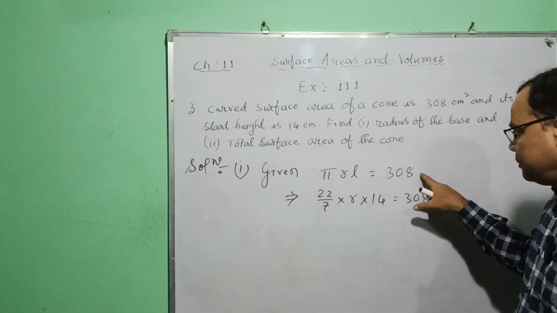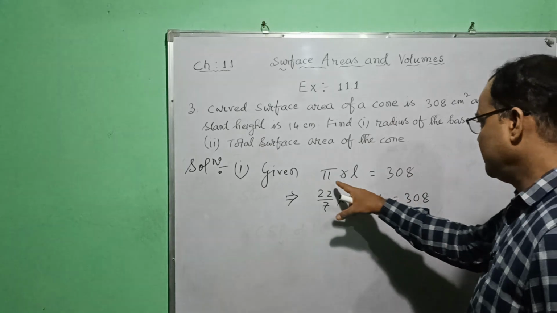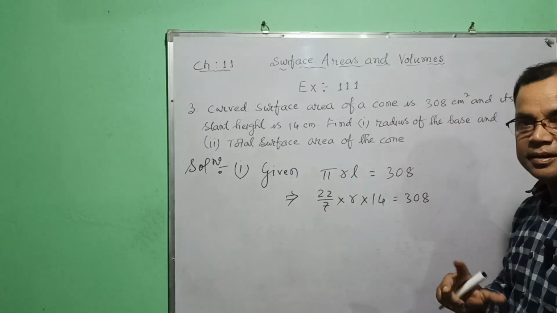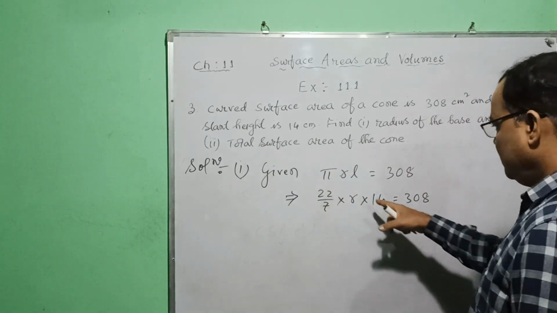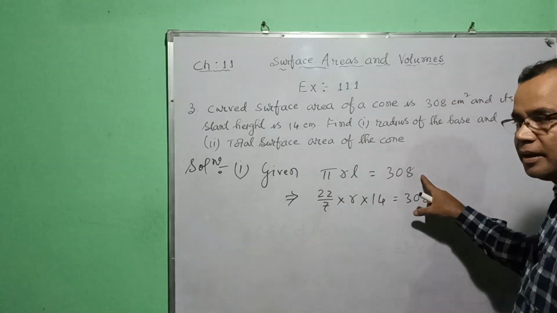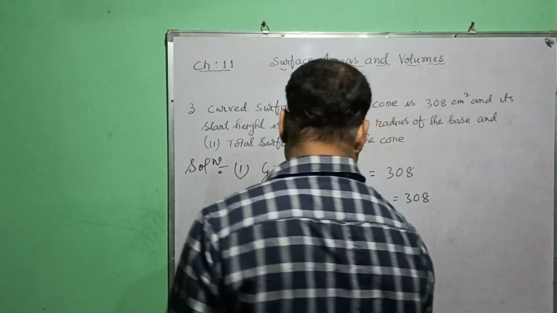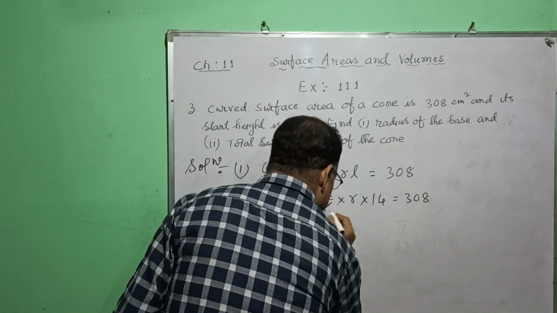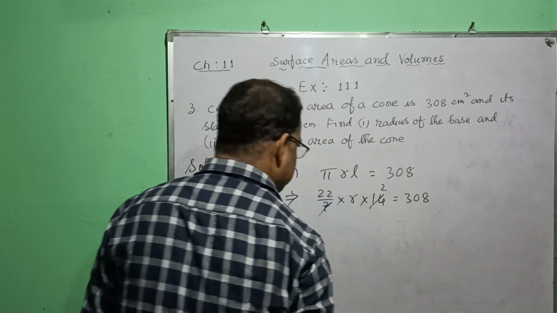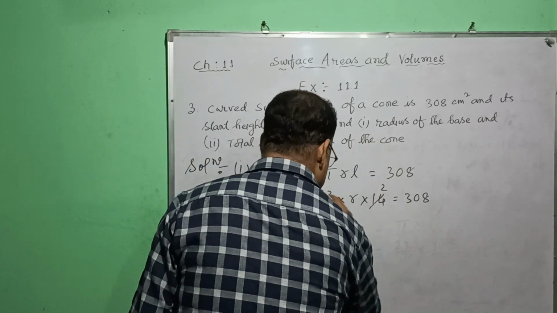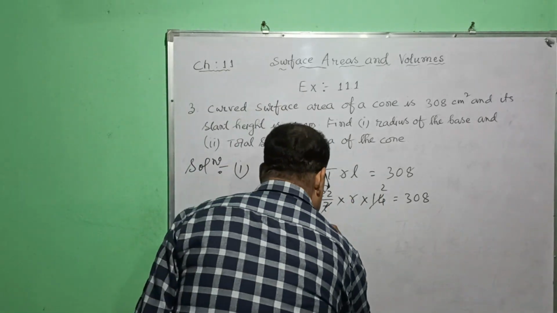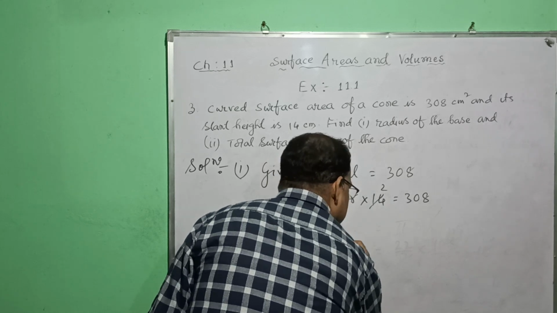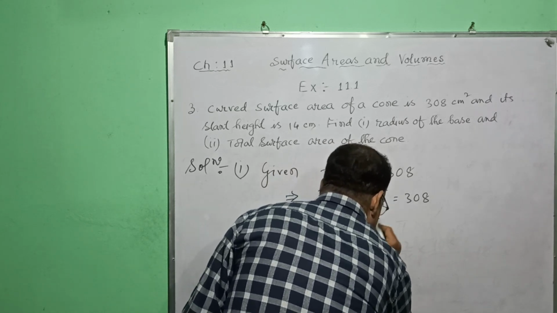Here I have not written the unit because I have written it in the form of an equation, so we are solving it. That's why here no need to write the unit. Now easily we can cancel here 2 times. Then we can write here 22 into 2 equal to 44. So r equal, directly we can write, 308 divided by 44.